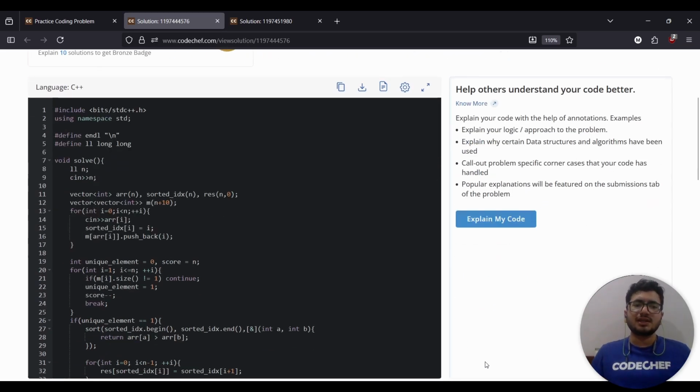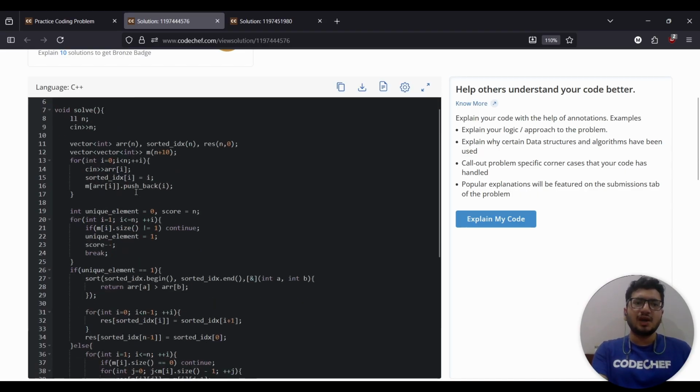So for each test case, we call the function solve. In solve, we take the input of n, and then we take the input of our array. Now, while we are doing so, we'll also create a sorted index array. This will only contain the indices, that is 0 to n minus 1. And then finally, we have our resultant array. Along with this, we also have a vector of vectors. This will include for each number its indices.